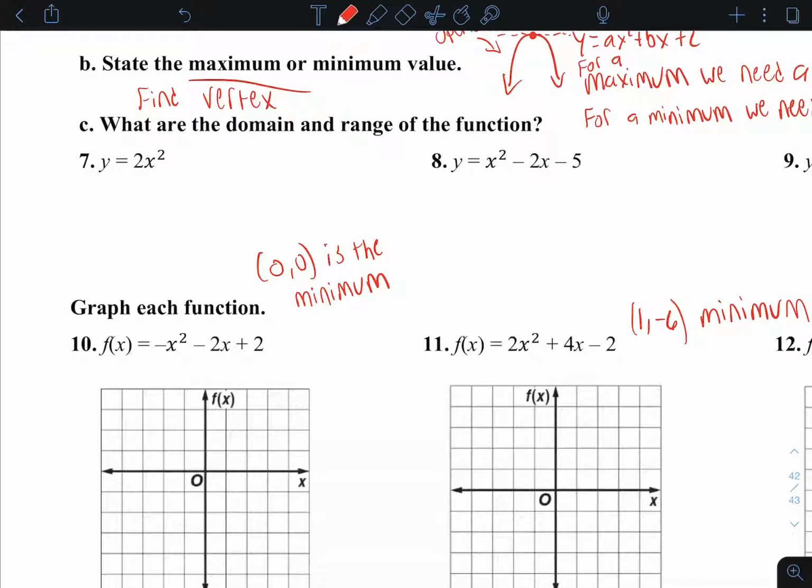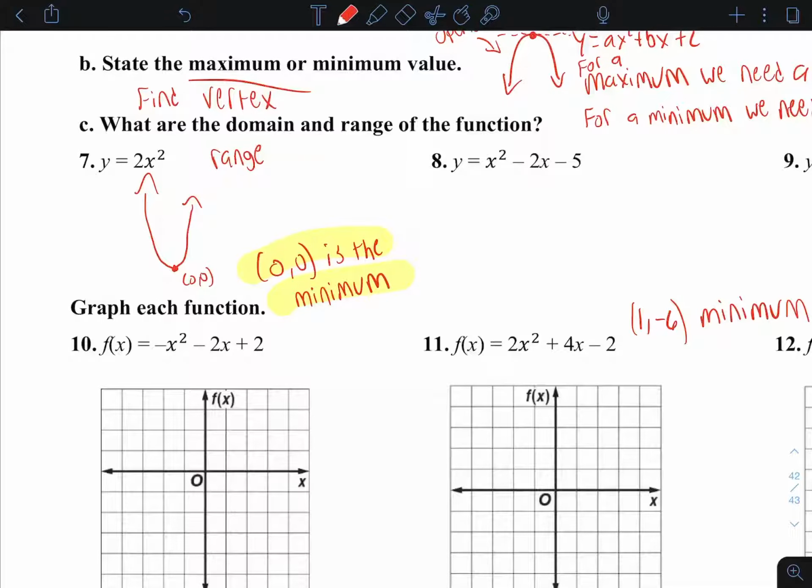In this video, we're going to do the domain and range if we only know the minimum or the maximum. In the first parabola, we know that 0, 0 is the minimum. If 0, 0 is the minimum, that means that we have this dot, 0, 0, and we know that we have a parabola. And if we have a parabola, that means that it will never go lower than 0, 0.